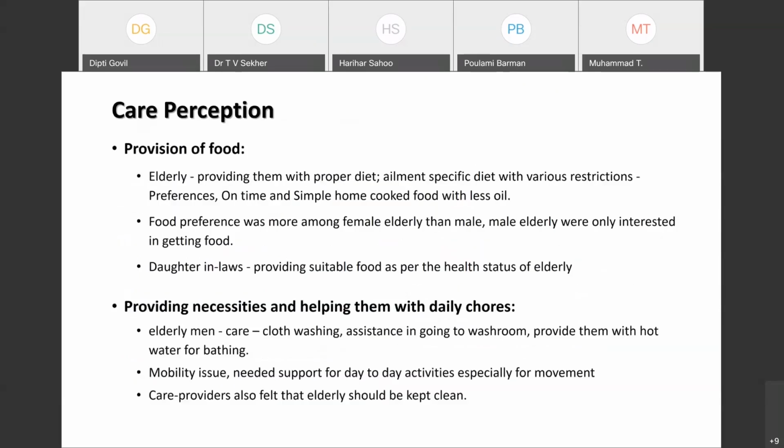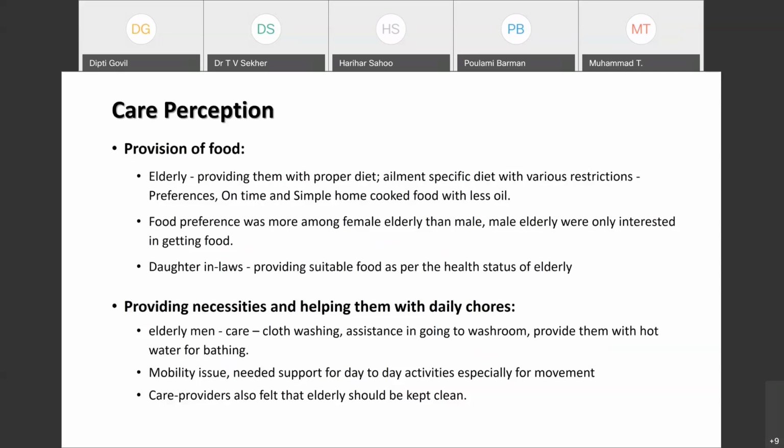So let us look at the results. First I would like to mention care perception, what people feel care should be. The elderly felt that caring for the elderly includes providing a proper diet, specifically an ailment-specific diet with various restrictions. They felt they should be asked for their food preferences, and food should be given on time, and it should be simple home-cooked food with less oil. These preferences were more common among elderly females than males. Male elderly were interested only in getting the food, that's all.